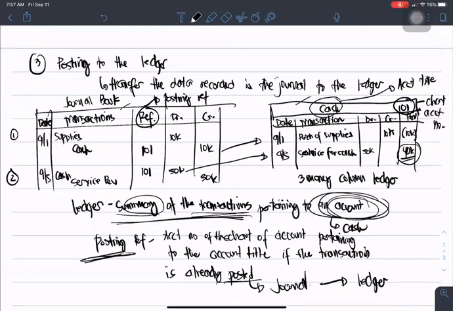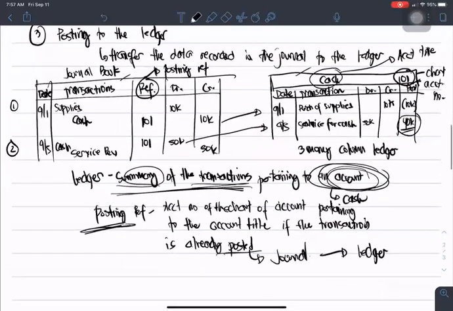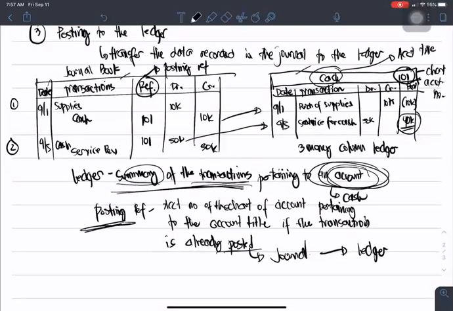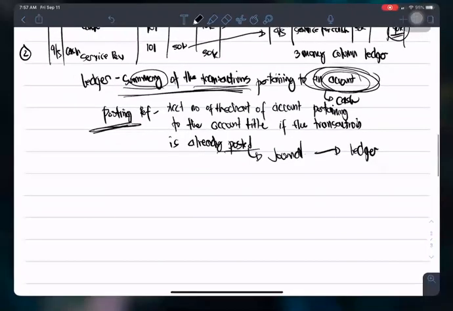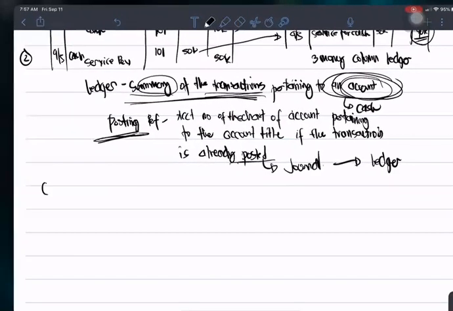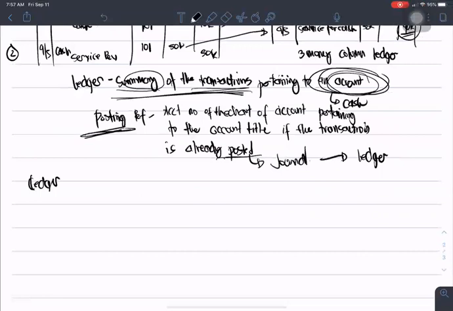Do not worry, guys, this is just an example. I will guide you through it when we go to the process of recording, in which we will really utilize a real journal book and at the same time a real ledger book. Okay, so that is a ledger. Now, ledger is also defined as the books of final entry.